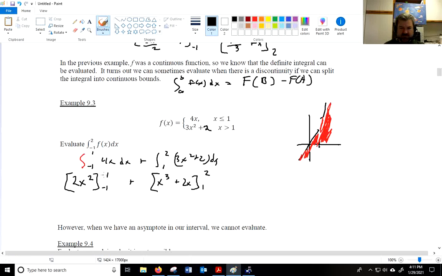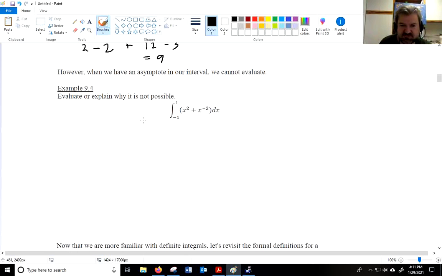And from -1 to 1, this would be 2 minus 2, because -1 squared is a positive 1, but remember, we have to subtract the second number, right? Plus, this would be 8 plus 4 is 12, minus 1 plus 2 is 3. So we get 9. So in that case, we actually can do it. You don't really see this on the AP exam because it's a little bit controversial, but you really can calculate the integral in that situation.